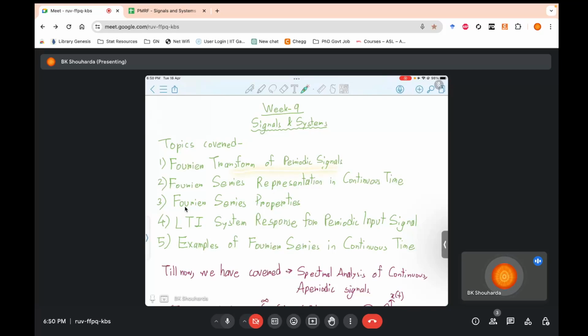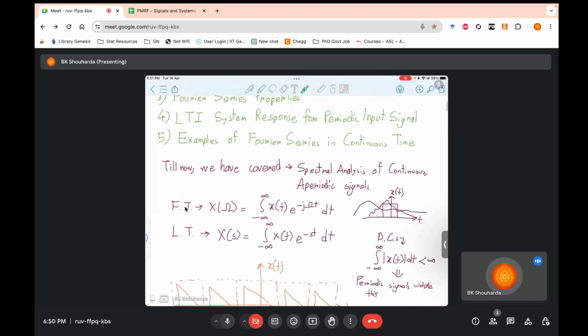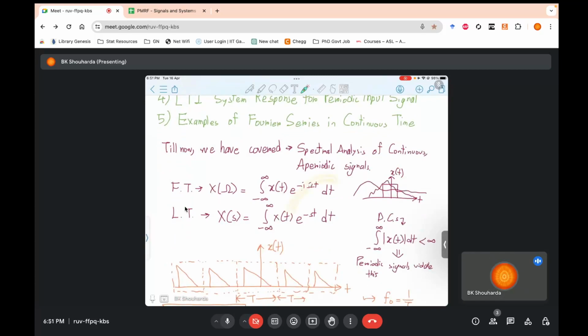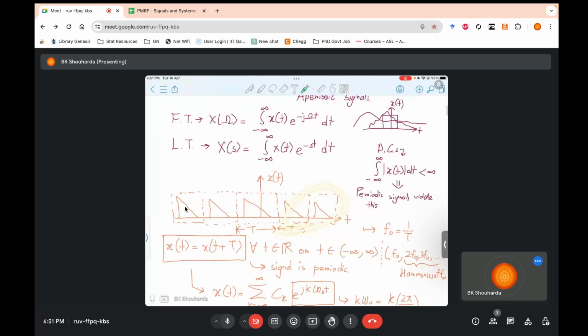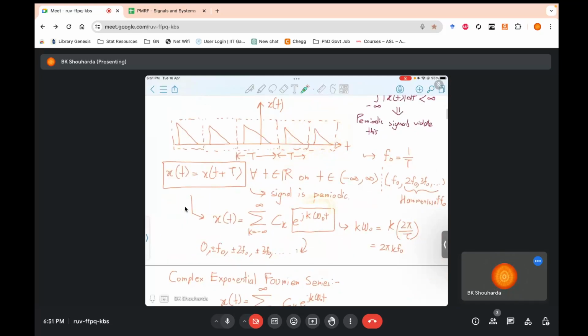Fourier transform of periodic signals, Fourier continuous time representation. It's all the same; now you have e to the power j omega t, all of that we have learned. Now we are moving to continuous time signals. So in that case, what do we have? We have the fixed set of frequencies.